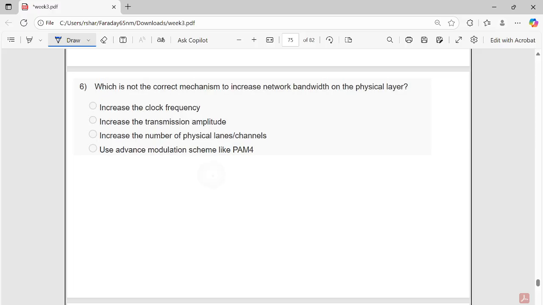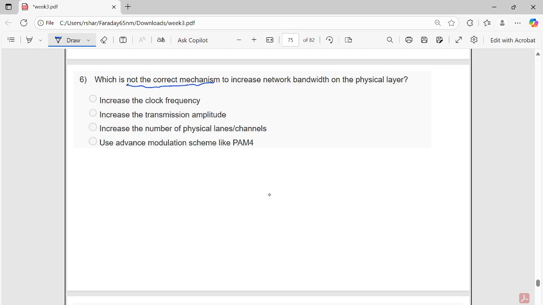Which is not the correct mechanism to increase the network bandwidth on the physical layer? Increasing the clock frequency will increase the rate at which the data is sent. Increasing the number of lanes or channels, like multiple lanes in a PCIe, increases overall bandwidth.